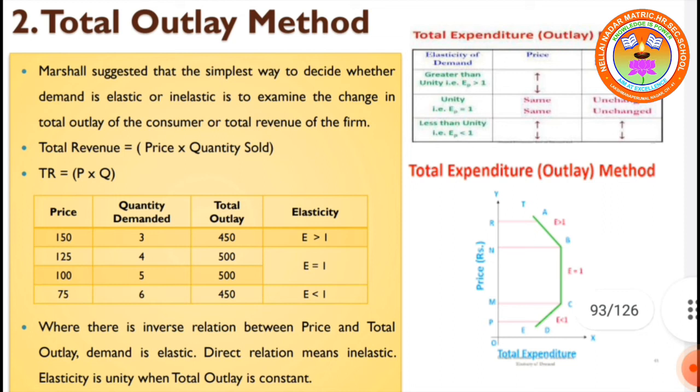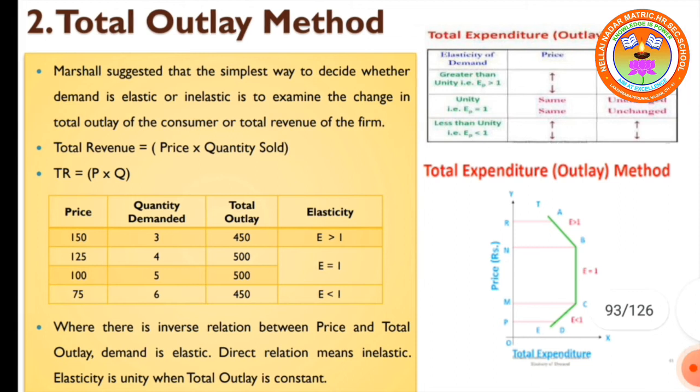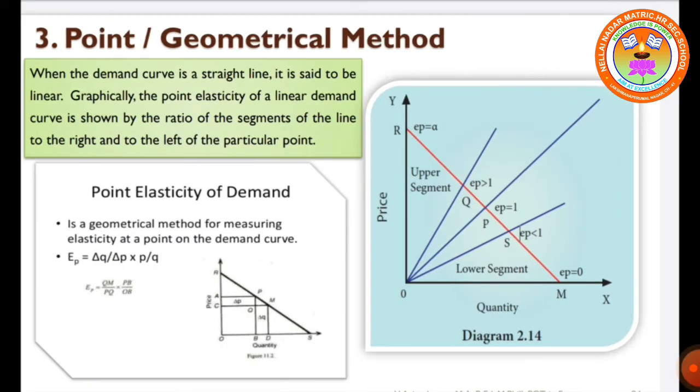See the diagram also. The y-axis denotes the price, and the x-axis denotes the total expenditure. So greater than 1, equal to 1, and less than 1. This is the calculation of the total outlay method of the price elasticity of demand.